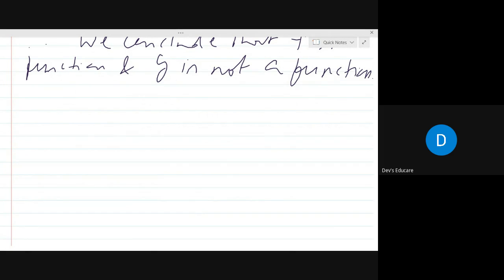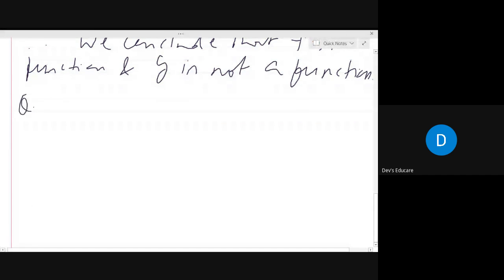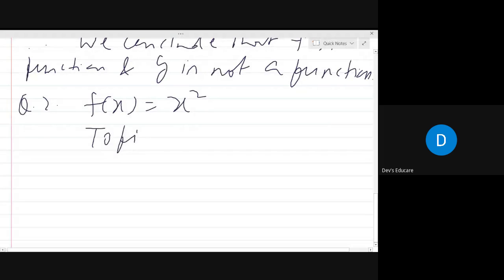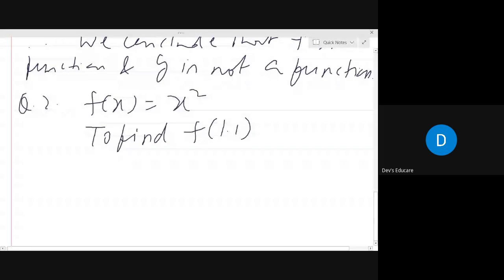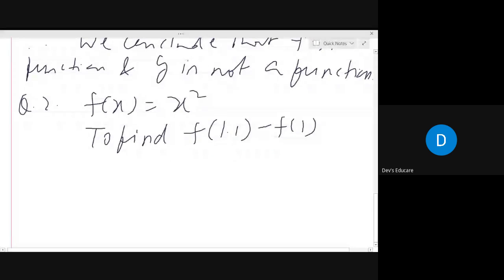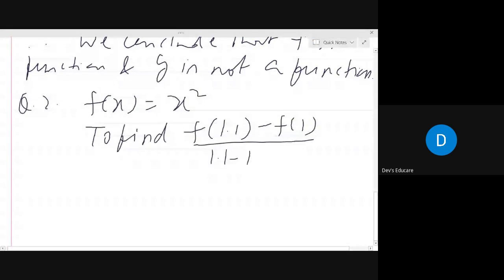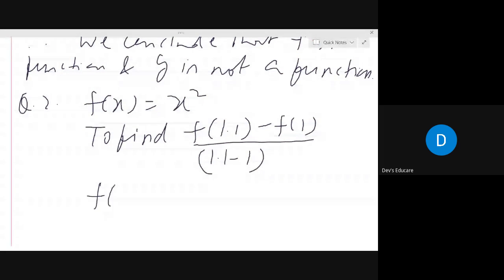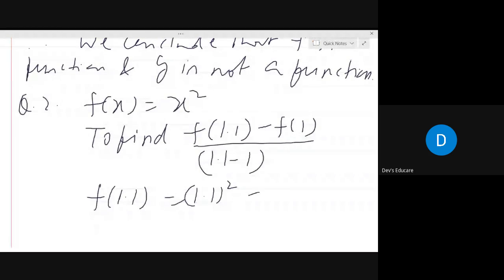Now coming to question number 2, that is quite easy one. So f(x) equals x squared, and we need to find f(1.1) minus f(1) upon 1.1 minus 1. Both of you can do it yourself. This is quite easy. f(x) equals x squared. So f(1.1) will be 1.1 squared, obviously, and this will be 1.21.